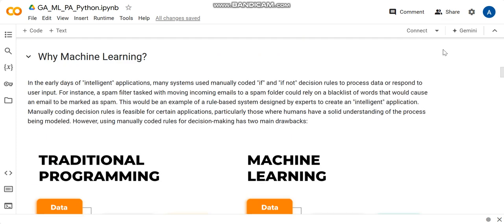Why machine learning? Early intelligent systems used manually coded rules to make decisions. However, such rule-based systems are limited in their adaptability and scalability. Machine learning overcomes this, allowing models to learn directly from data, adapting to changing conditions without requiring manual intervention.